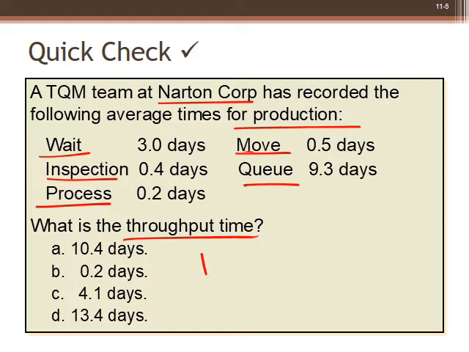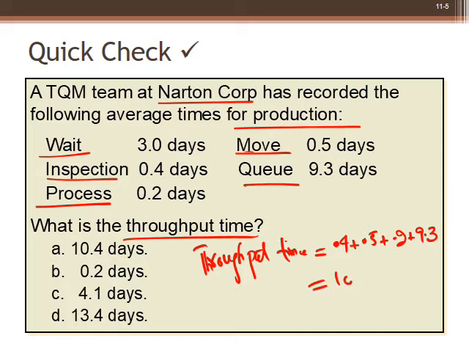Okay, so what is the throughput time? The throughput time equals inspection time, which is 0.4, plus move time, which is 0.5, plus process time, which is 0.2, plus queue time of 9.3. The answer is 10.4 days.